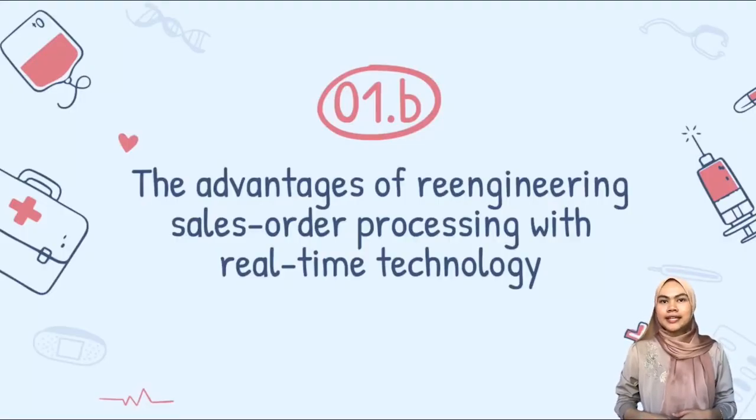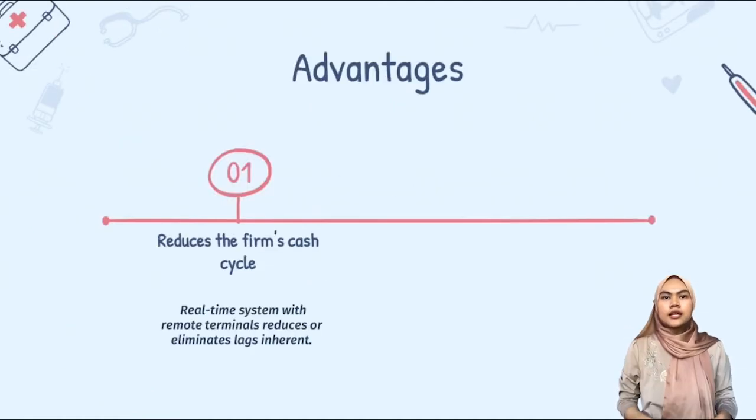My name is Hidayah and I will present question B, which is to discuss the advantages of re-engineering sales order processing with real-time technology. Re-engineering the sales order processing to include real-time technology can significantly reduce operating costs while increasing revenues. There are four advantages of re-engineering sales order processing with real-time technology.